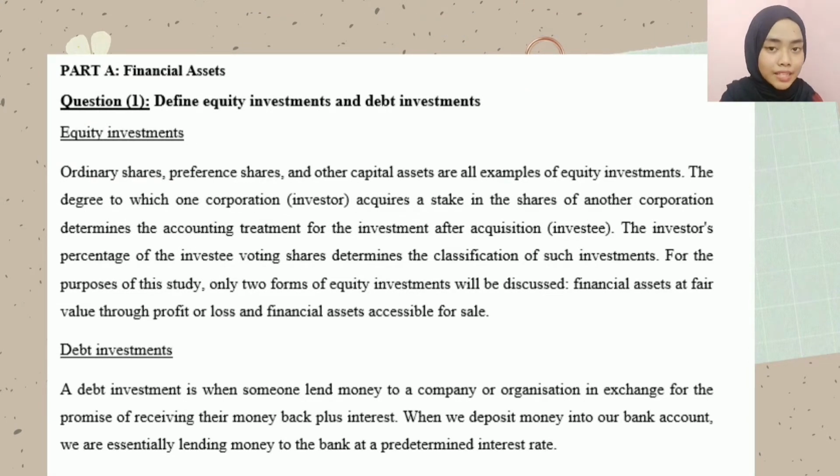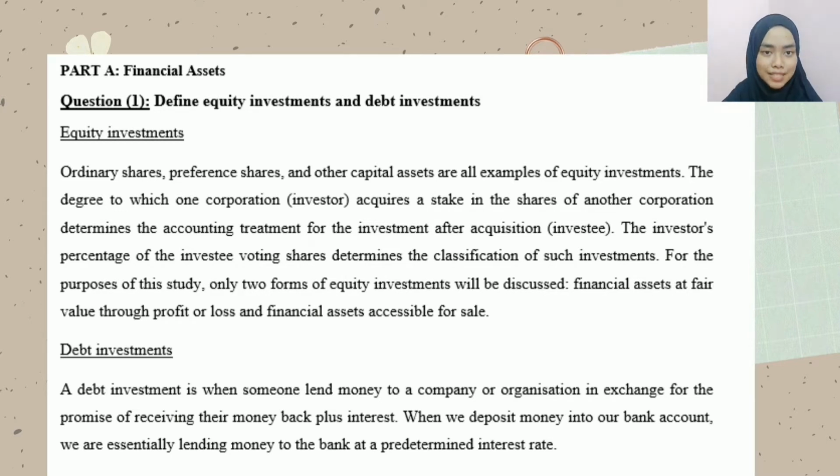So today I will present and discuss the first question about financial assets. The first question is to define debt investment and equity investment. Equity investment, ordinary shares, preferential shares and other capital assets are all examples of equity investment. The degree to which one corporation or investor acquires a stake in the shares of another corporation determines the accounting treatment for the investment after acquisition. The investor's percentage of the investee's voting shares determines the classification of such investment.